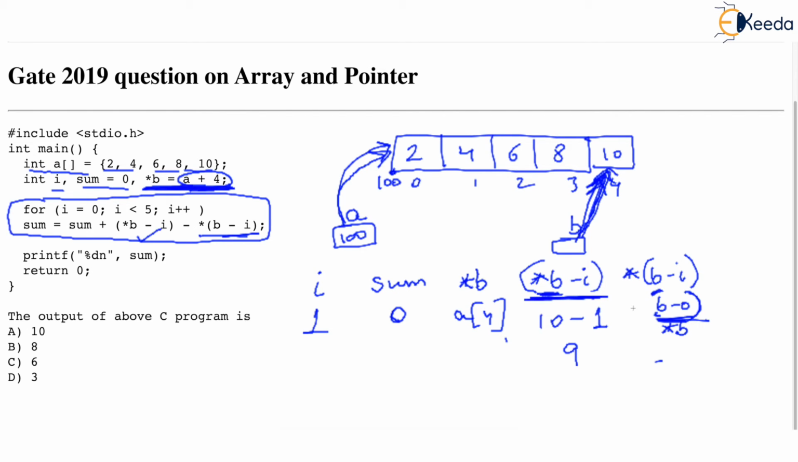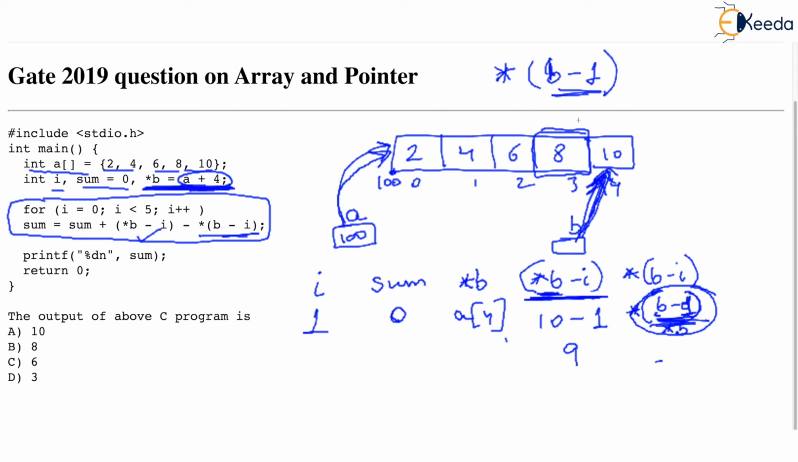And what is this quantity? *(b minus 1), because i is 1. So solve b minus 1 first. What is b minus 1? Come on. b minus 1 means reduce b by 1, but not permanently. Just check, I am writing it again over here: b minus 1, and the asterisk is written before that. This is what we are discussing here. But b minus 1 doesn't mean b should become b minus 1. So b minus 1 will simply give the address of the third element.